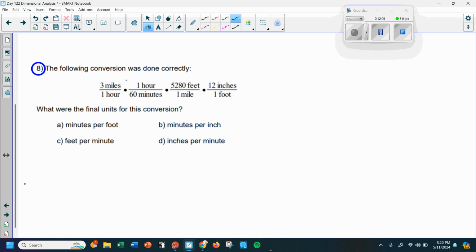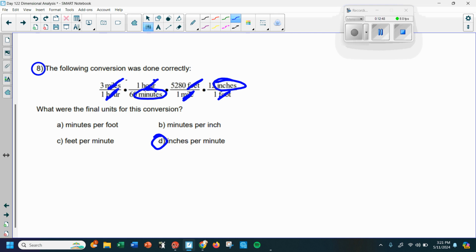So you can see hours is on the bottom, hours is on top. Miles is on top, miles is on the bottom. Feet is on top and foot is on the bottom. That's the same thing. So we look at and say, what's left? I see inches on top and I see minutes on the bottom. Now the rule is the numerator always comes first and the denominator always comes second. So since inches is the numerator, that comes first and minutes comes second. So the answer would be D. That is so much easier than the part 2s.